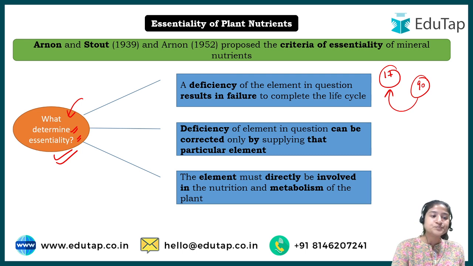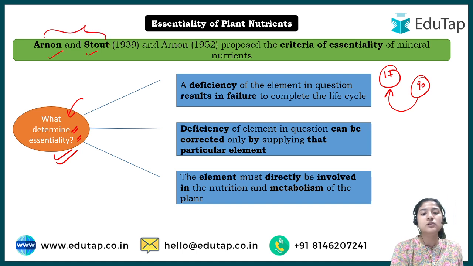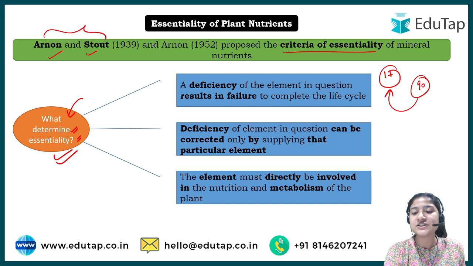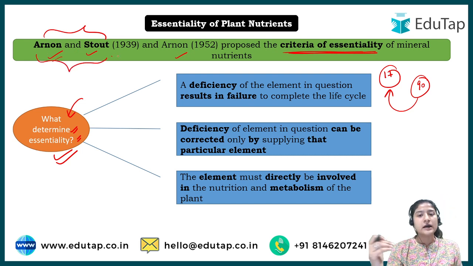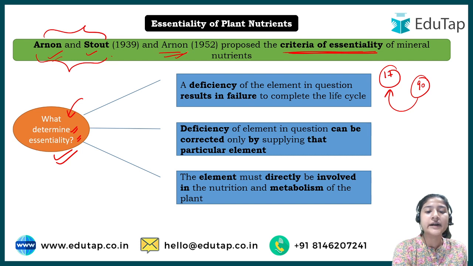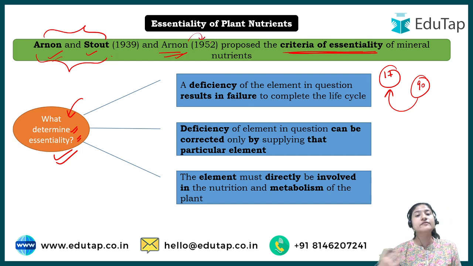Arnon and Stout are known as the people who gave the criteria of essentiality. Arnon's name is written two times because together they made a particular criteria, and then Arnon in 1952 modified them. So do remember the names Arnon and Stout, it can be important.